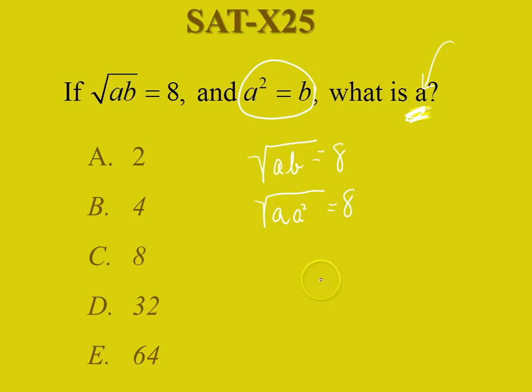The square root of A times A squared equals 8. We're going to use our exponent properties and clean up what's underneath the radical sign. A times A squared, we add the exponents together and get A cubed.